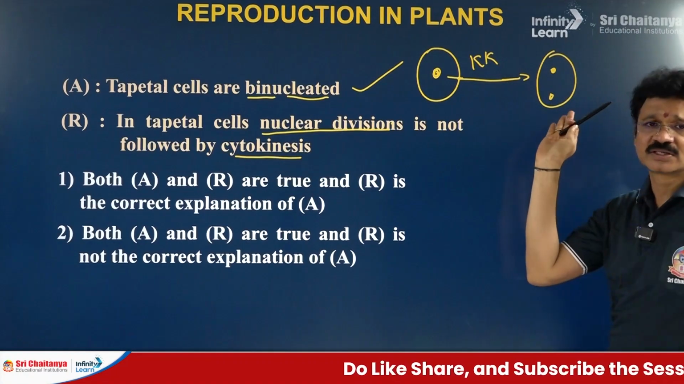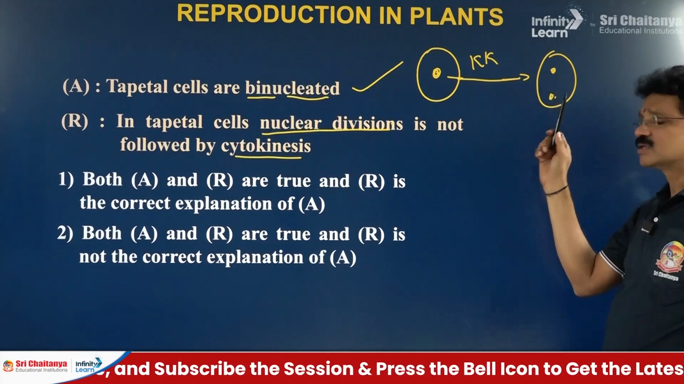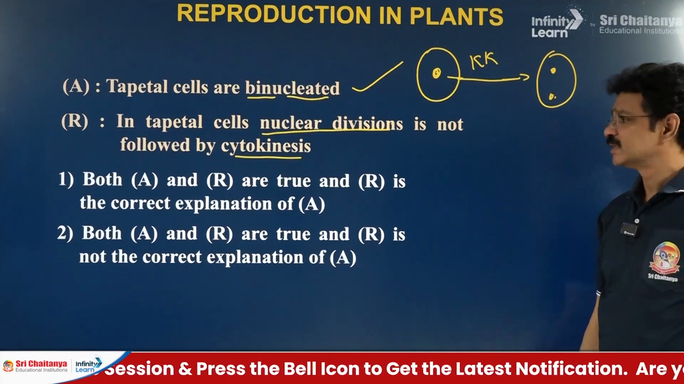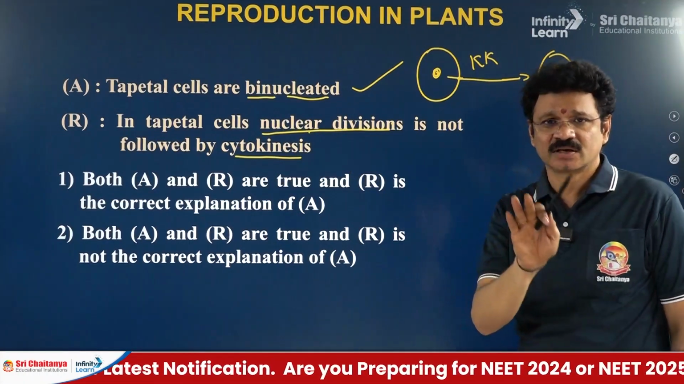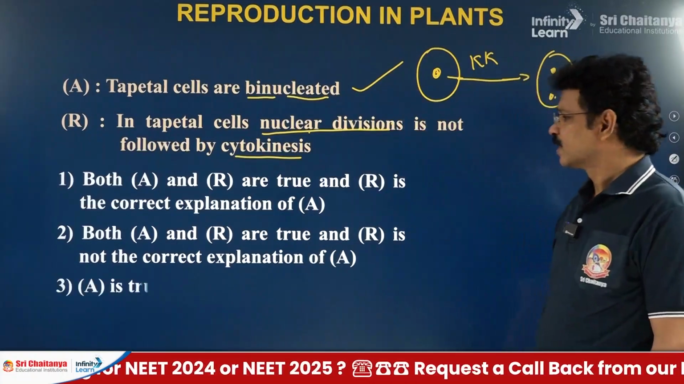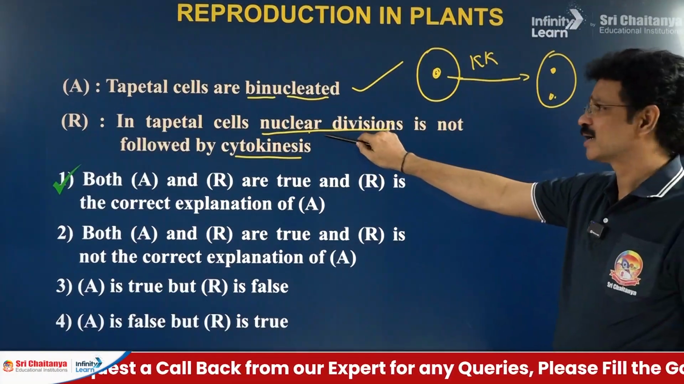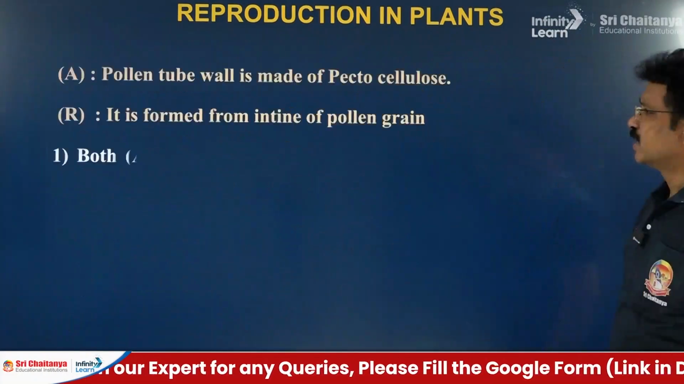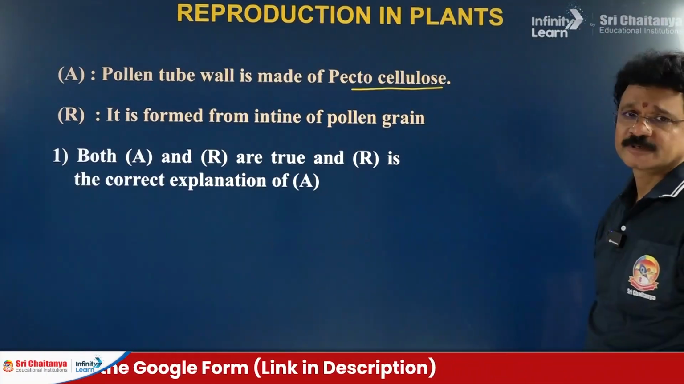There is no cytokinesis here. Without following the cytokinesis, again the two nuclei undergo further nuclear divisions. Such kind of divisions are called free nuclear divisions. Free nuclear divisions always lead to syncytic or multinucleate condition. Then what is the correct answer here? Assertion and reason correct. R is the correct explanation of A. Next, the pollen tube wall is made up of pectocellulose.